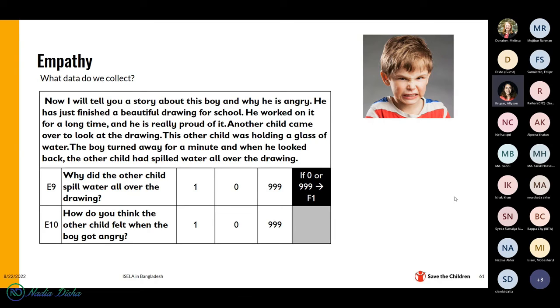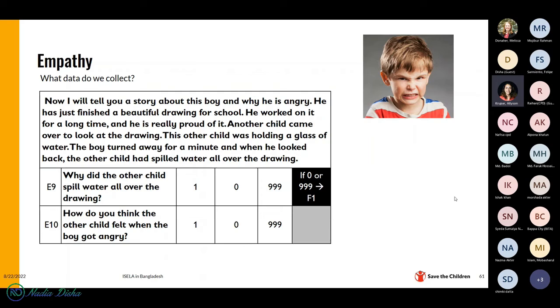The boy turned away for a minute, and when he looked back, the other child had spilled water all over his drawing. That is why he's angry. So we have, again, the hostile attribution question. Why did the other child spill the water all over the drawing? And so what we're looking for here is a non-hostile response.